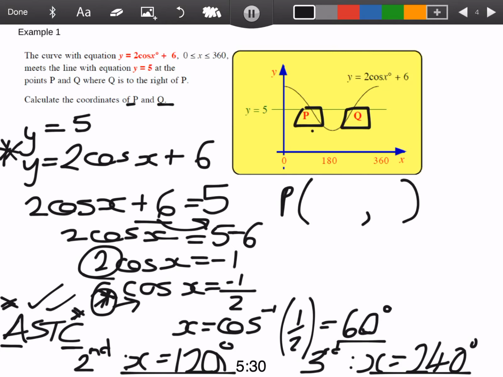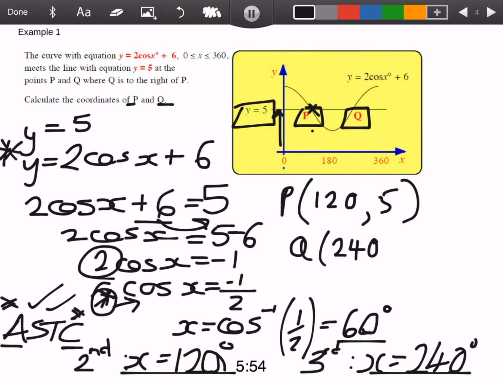Right, put your X value first. Your X value is P, either 120 or 240. Well, P's the first one, Q's the second one, okay? So P's 120, that's our X value. What's the Y value that goes with it? Well, look, how far up is that? It tells you. Y is 5. And Q is the point 245.